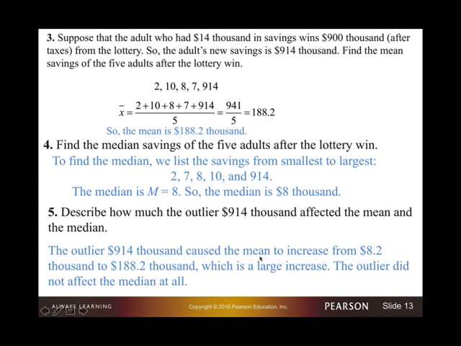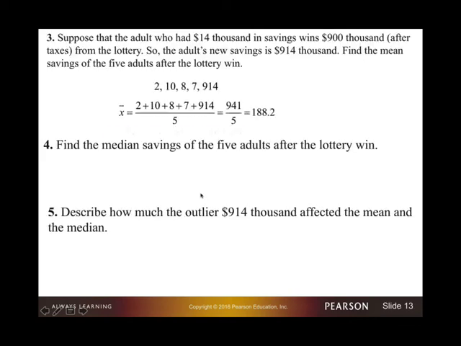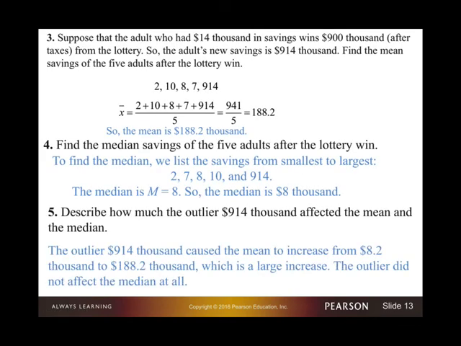However, for the median, we got the median is 8,000, even though we have the outlier 914 here, we still get the 8,000, the same as when we don't have any outlier. So you could see the outlier did not affect the median at all. It doesn't change for the median. In here, you're going to know when you have a data set, if you have an outlier, you don't want to use the mean as a measure of center. Instead, you want to use the median.